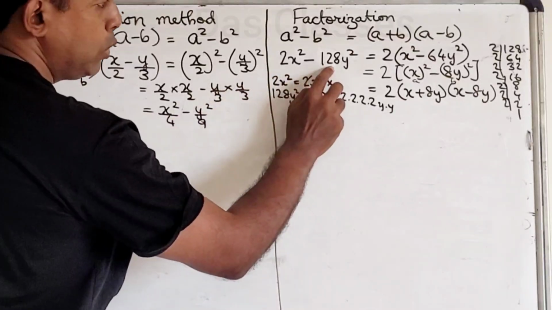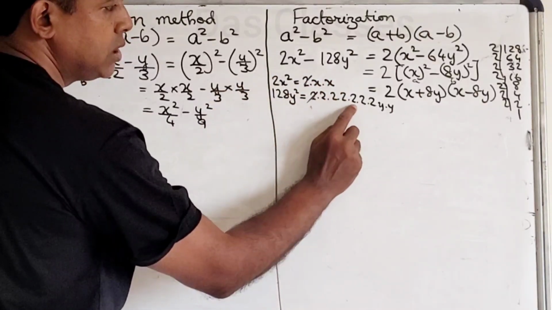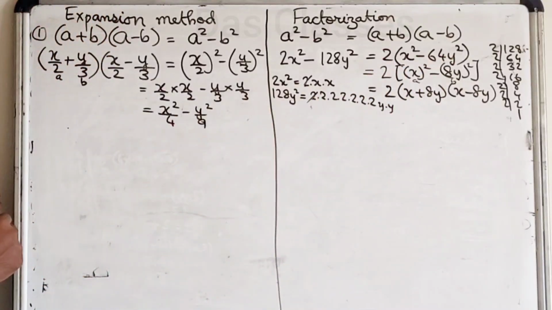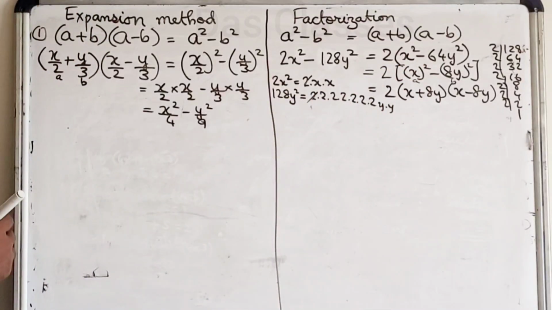And in this 128, 2 has been taken out common. 2 2s are 4, 4 2s are 8, 8 2s are 16, 32, 64. And y into y is y square. So 64 y square is the common thing. So that's how we take out common. So this is the first formula.